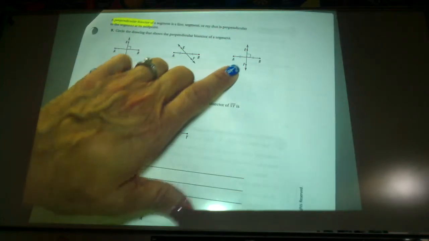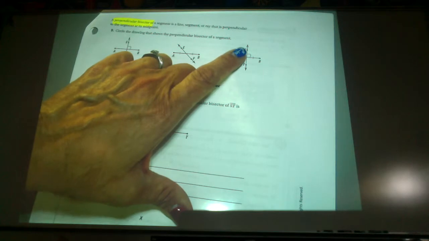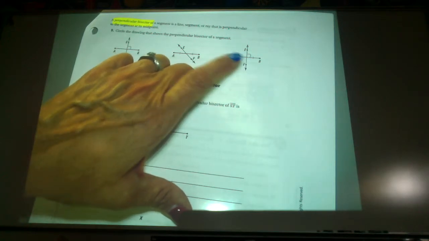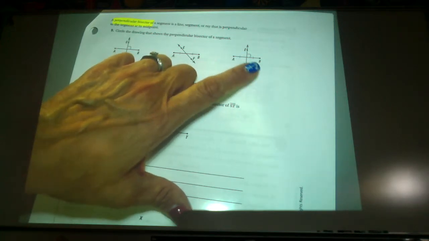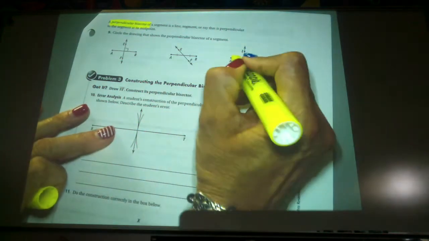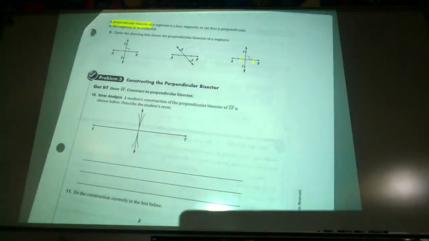But this one has both pieces. Not only is EF perpendicular to AB, but the tick marks here are showing that AB has been cut into 2 equal pieces. So perpendicular bisector has 2 parts to it. It's perpendicular and it bisects. So the name itself tells you what the definition is.